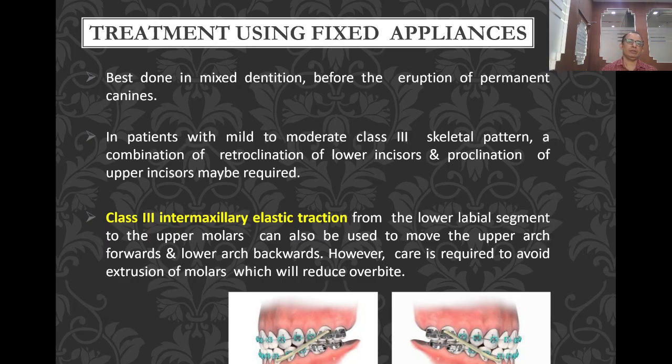Now coming to the treatment using fixed appliances, best done in mixed dentition before the eruption of the permanent canines. In patients with a mild to moderate class 3 skeletal pattern, a combination of retroclination of the lower incisors and proclination of the upper incisors may be required. So, class 3 intermaxillary elastic traction from the lower labial segment to the upper molar can be used to move the upper arch forward and the lower arch backward. However, care is required to avoid extrusion of the molars, which will reduce the bite.